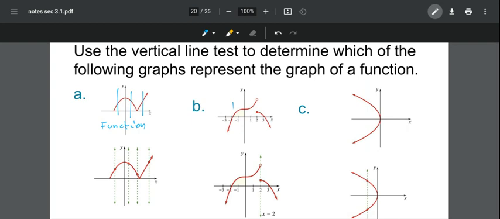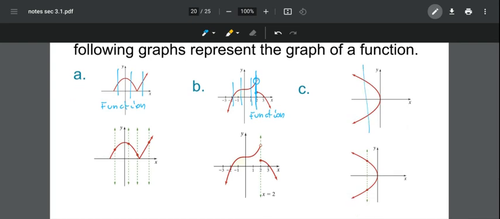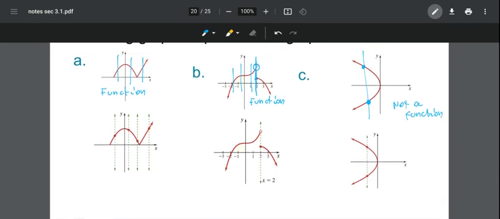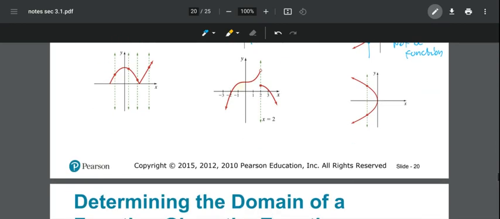In part B, I'm drawing a vertical line, and so far all the time the vertical line intersects the graph once only, and look what happened here. Here we're also good because this vertical line intersects the graph once only. We know that when you have an open circle, that's a hole, so that point does not belong to the graph. So this is also a function. For part C, I'm drawing the vertical line. Here my vertical line intersects the graph more than once, so not a function. Okay. So let's continue.